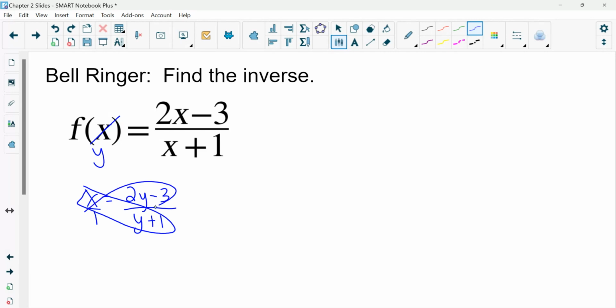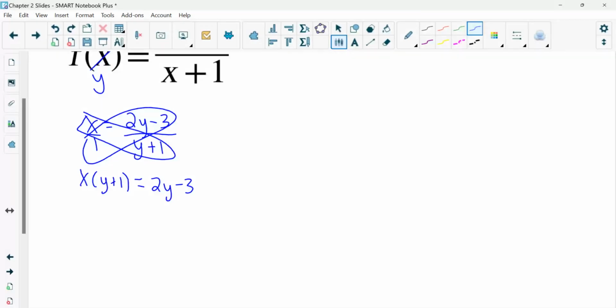We can cross multiply. So that would give us x times the quantity of y plus 1. We have our equal sign, and when we cross multiply this way, we get 2y minus 3. All right, so then after that, again, we're trying to get all the y's on one side, the numbers on the other side. So we are going to distribute our x through so that we can essentially do that. So that would give us xy plus x, and then we get 2y minus 3.